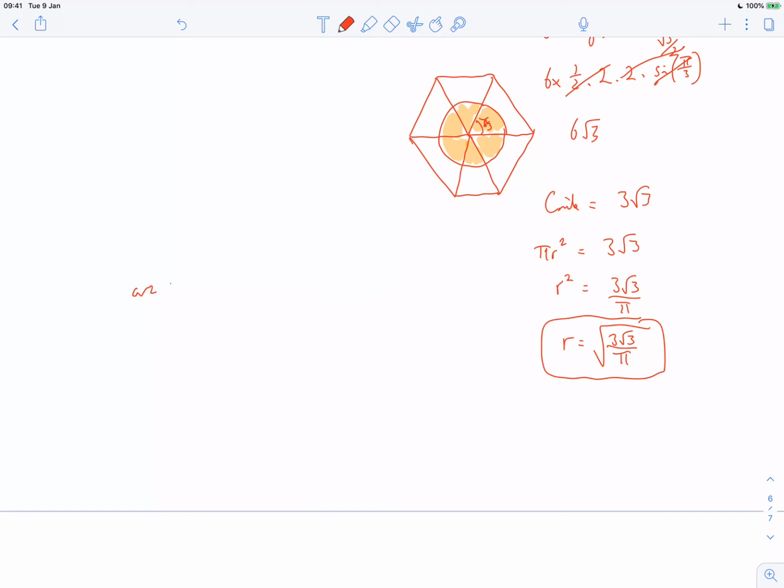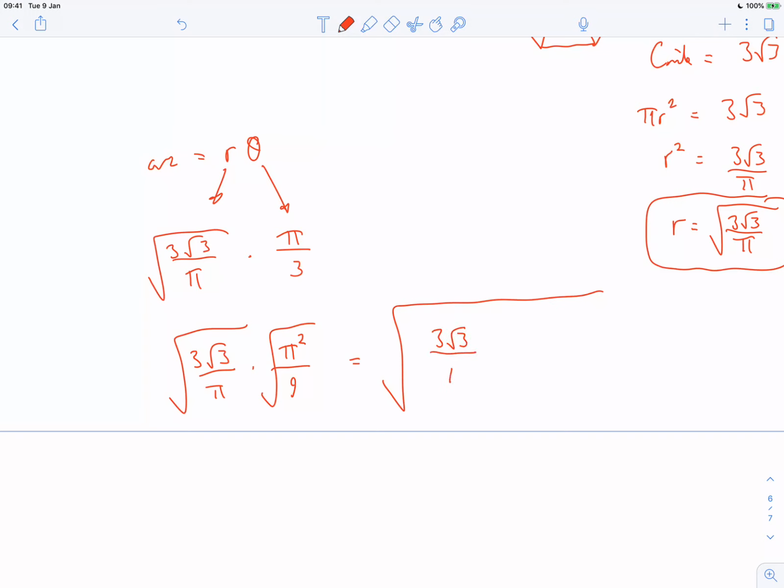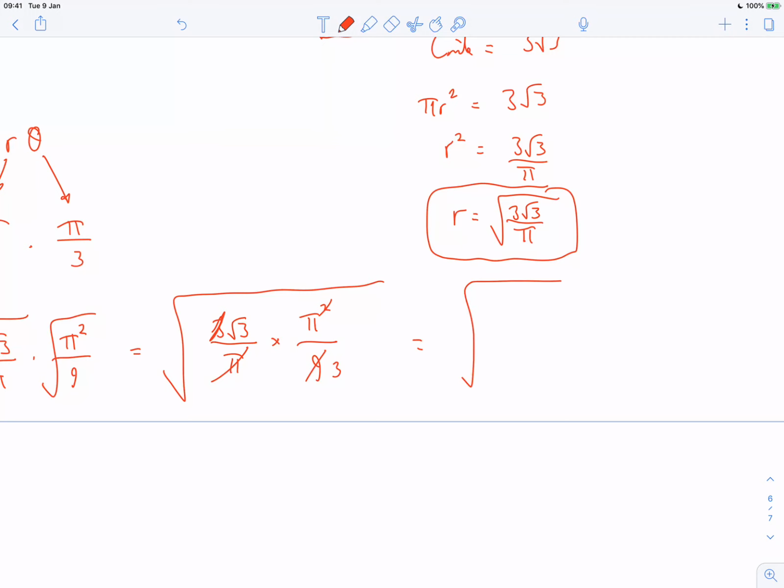And we know how to find the arc because it's just r times theta. So if r is the square root of 3 root 3 over pi, and theta is pi over 3, which is 60 degrees, the way we're going to do this is pi over 3 is the same as pi squared over 9 square rooted, times that by the root of 3 root 3 over pi. This can be the root of the whole thing together, which is 3 root 3 over pi times by pi squared over 9. That pi squared is going to cancel with that pi. That 9 will become a 3 to get rid of that. So we've actually got the square root of root 3 pi over 3.